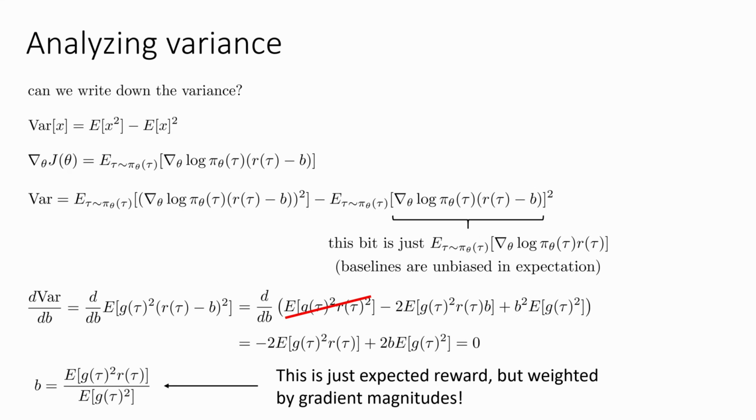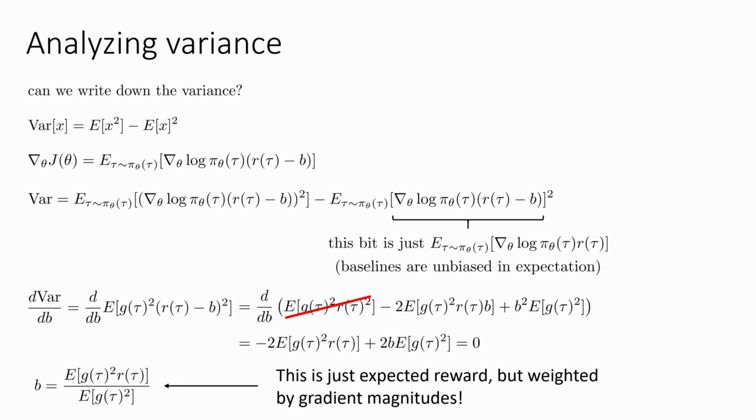So if you have some trajectories that have very high reward, but their probability will not be changed by changing that dimension in your parameter vector, then you should not consider them in your baseline. Which kind of intuitively somewhat makes sense. But the mathematical reason is that it minimizes variance.